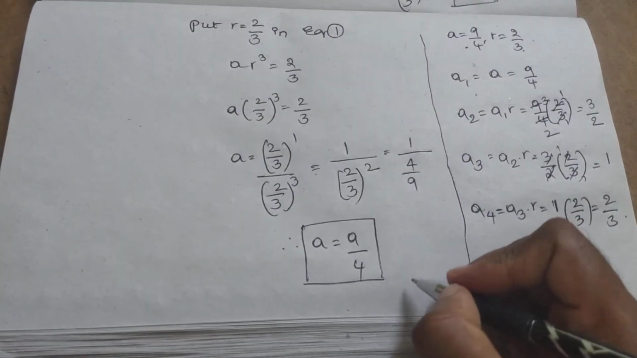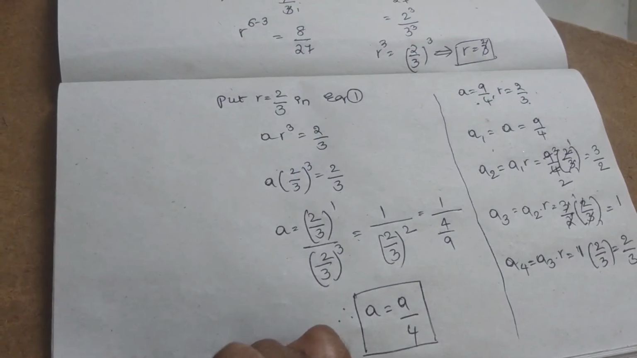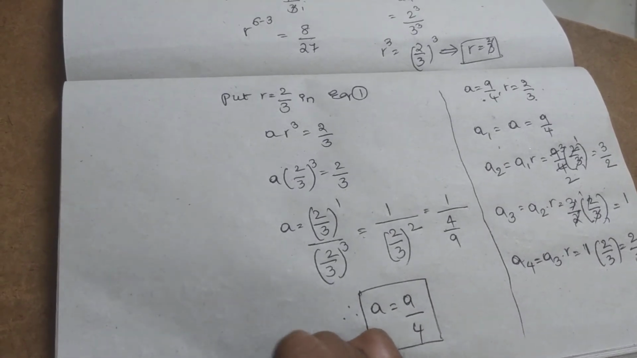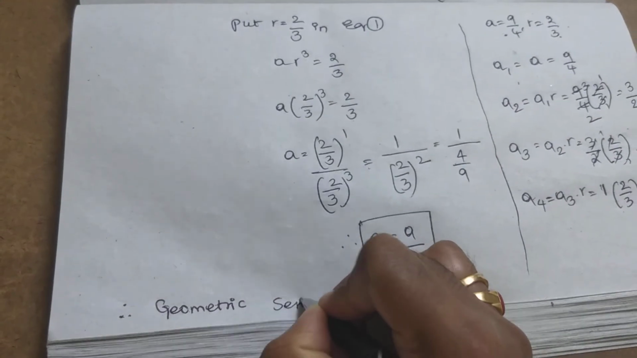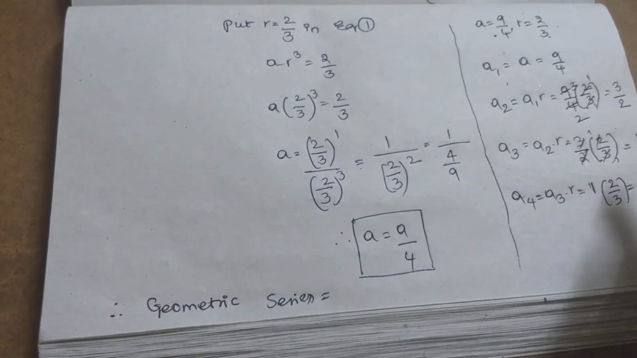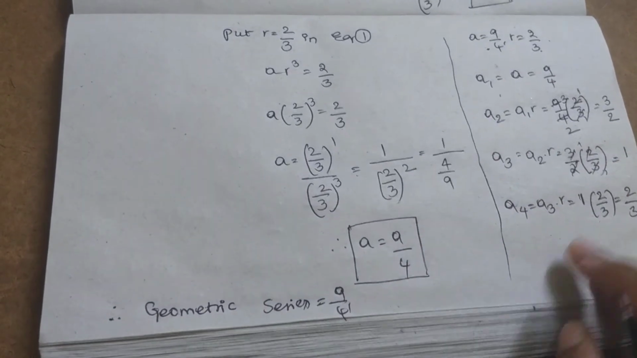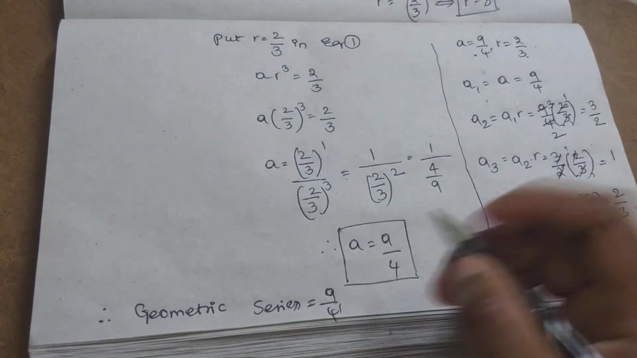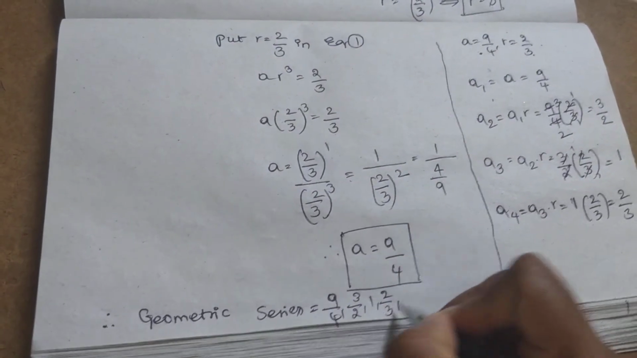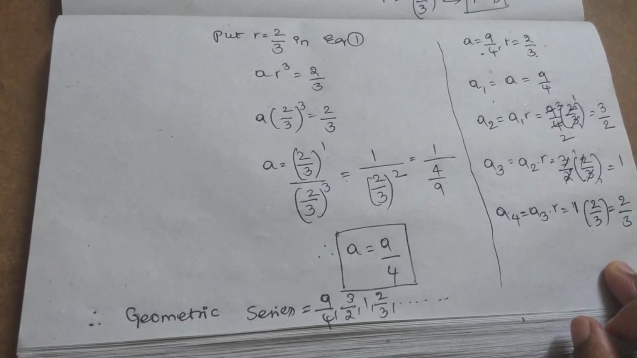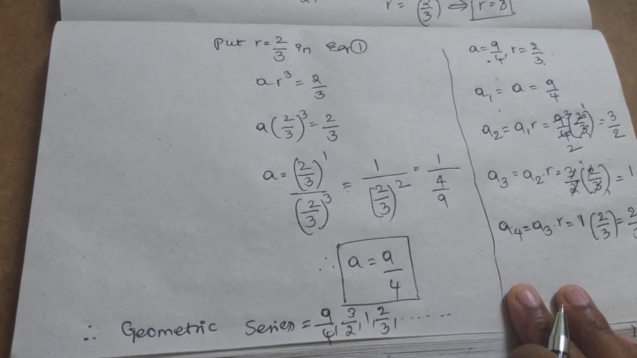Therefore, the geometric series equals: what is a1? a1 is 9 by 4, 3 by 2, 1, 2 by 3, and so on. So this is the geometric series. So this is the solution for question number 6.